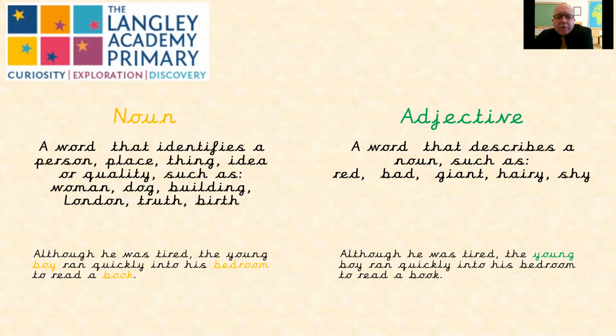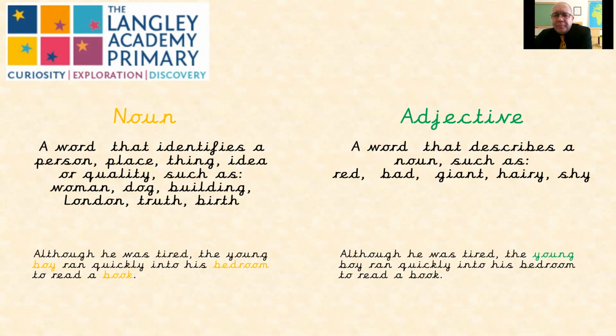So let's put those into a sentence and just identify the nouns within this sentence. Although he was tired, the young boy ran quickly into his bedroom to read a book. In there, we've got 3 nouns. We've got 3 things. We've got the boy, we've got the bedroom, and we've got the book. So all 3 of those are nouns. Hopefully, that's nothing new. That should just be a little prod in the arm to remind you, oh yes, that's what a noun is.